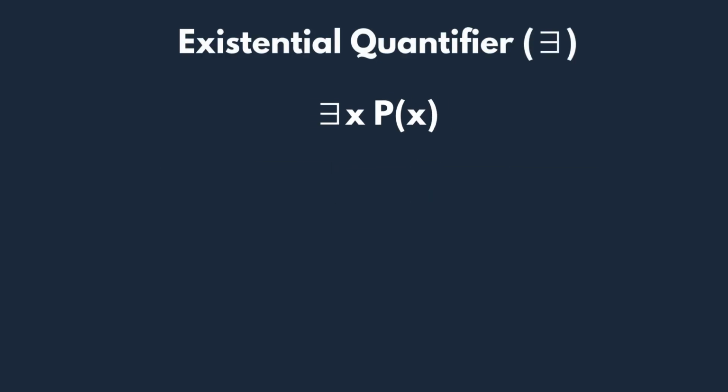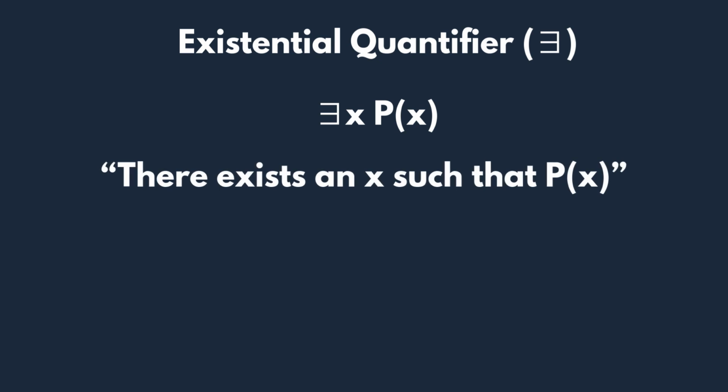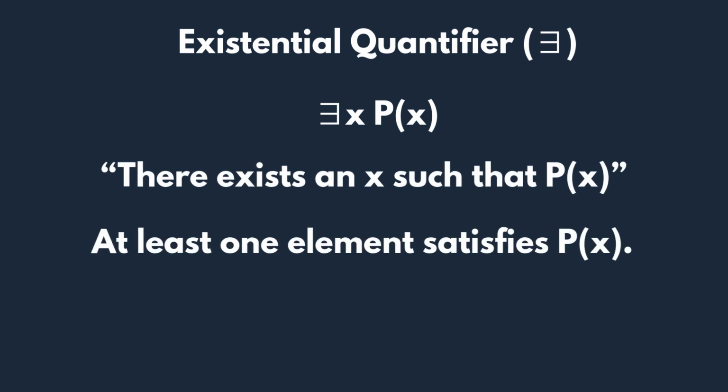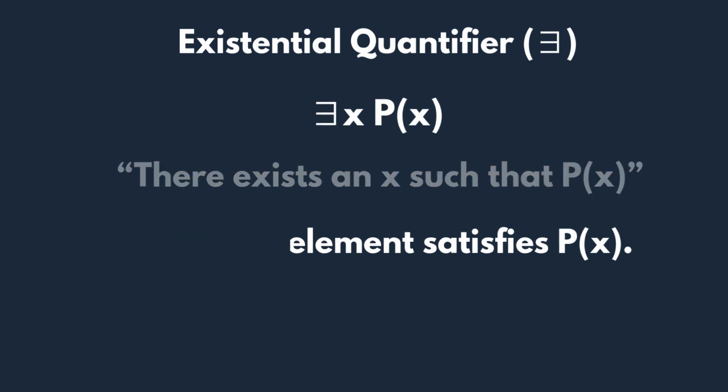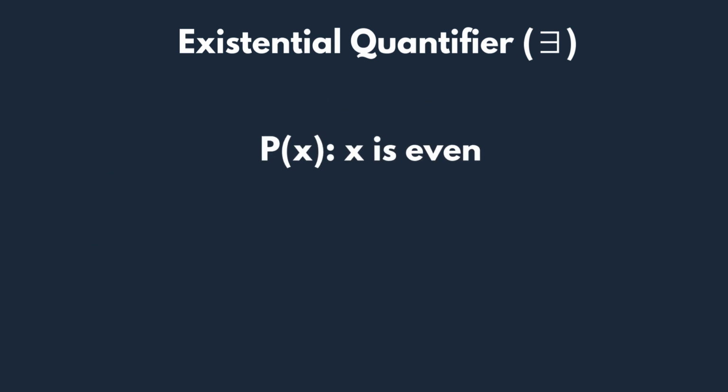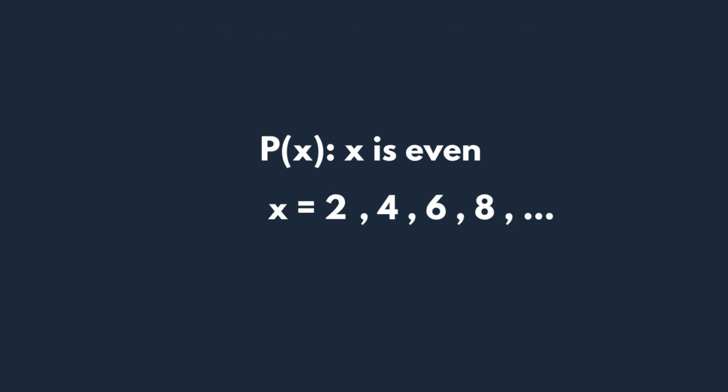This is read as "there exists an x such that P(x)," meaning at least one element in the domain satisfies P(x). And there could be more elements as well. For example, let P(x) mean x is even. Here, the domain is integers. It is true because 2 exists and also 4 exists, and these are even numbers. So existential requires only one example and universal requires all elements.